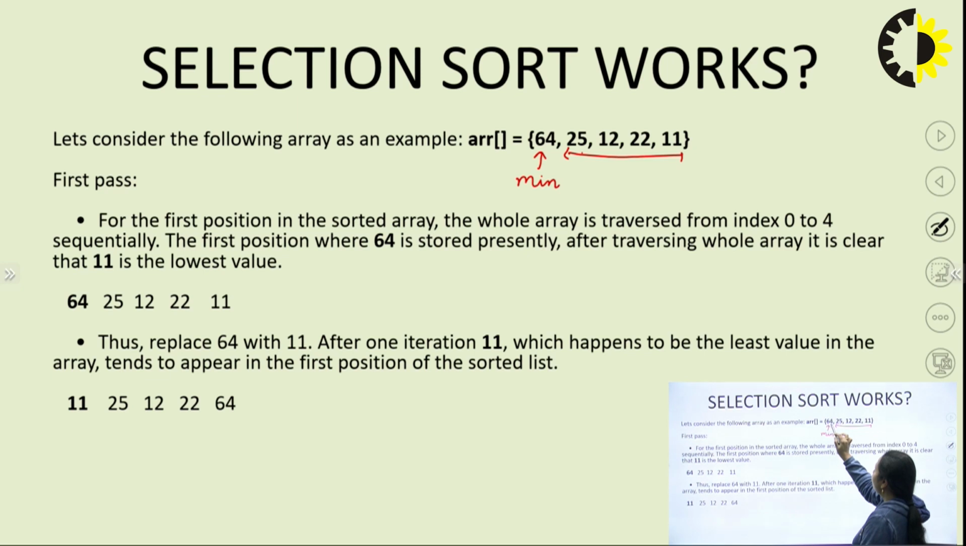So first of all, 25 is considered. 25 is smaller than 64. It means the minimum element is what? 25. Now 25 is compared with 12. Again 12 is what? It is smaller than 25. It means the minimum is 12.